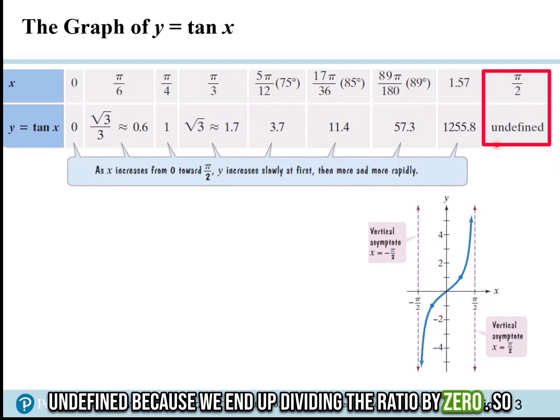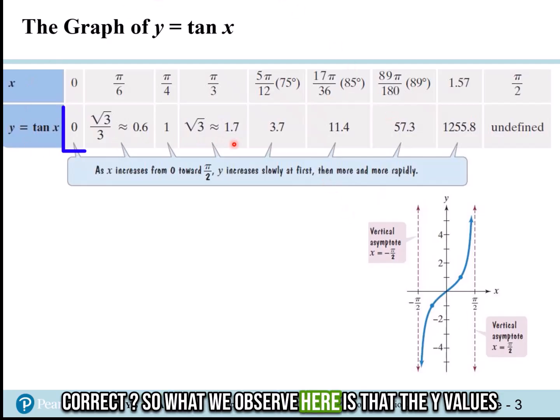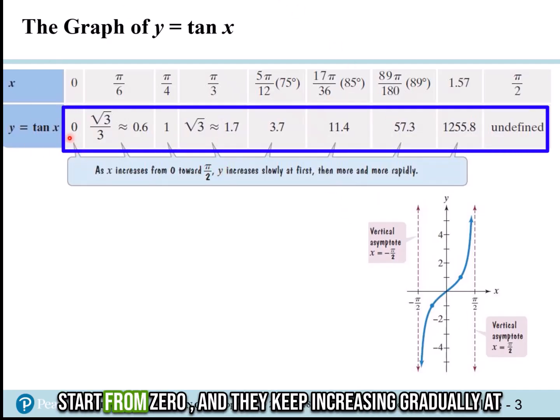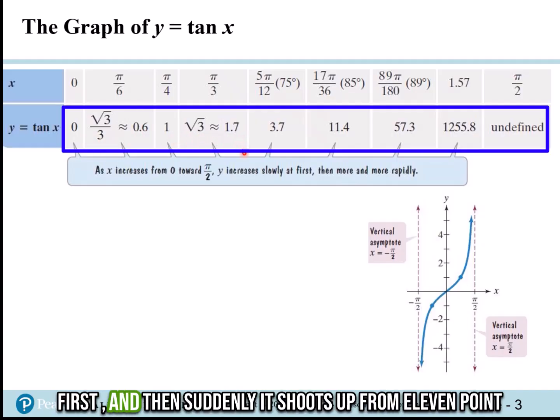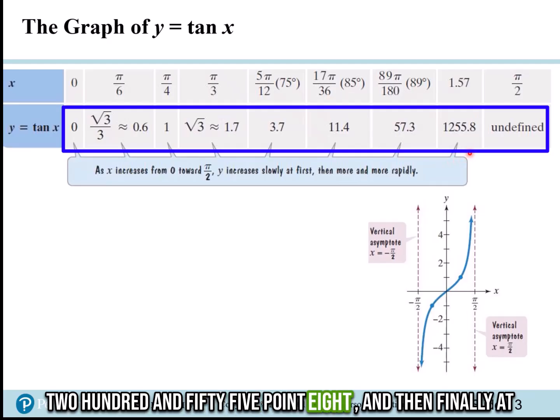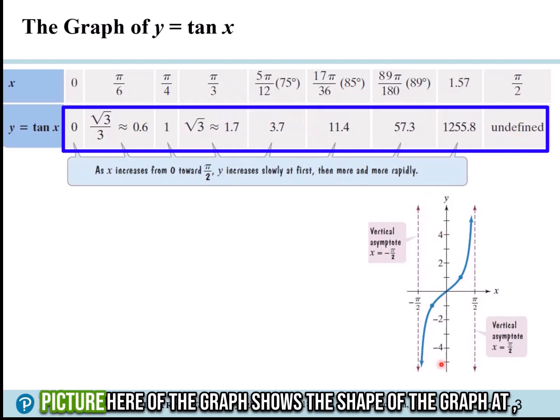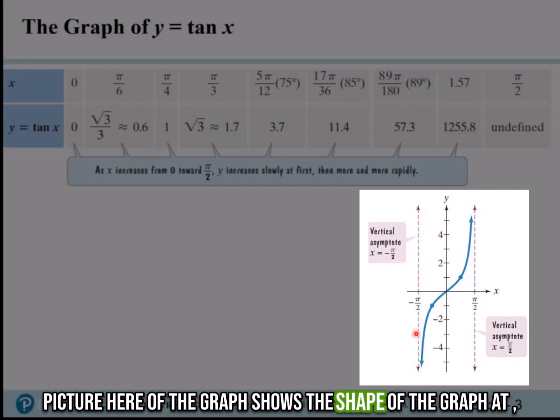So undefined is the same as infinity, a very large value, correct? So what we observe here is that the y values start from 0 and they keep increasing gradually at first, and then suddenly it shoots up from 11.4 onwards to 57.3 to 1255.8, and then finally at pi over 2 it reaches infinity. It is undefined. So the picture here shows the shape of the graph.